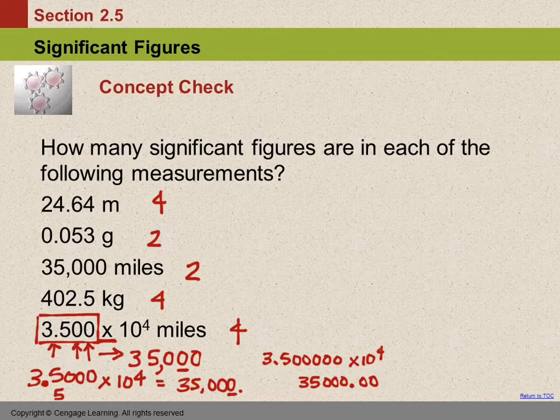So how many significant figures are there in those numbers? Okay, so in this one, we're going to count all of these. So the 3 and the 5, and then there's 5 zeros. So that would be 7 sig figs. And also in that one. And this one over here, because there's a decimal point, that would be 5, just like this one.